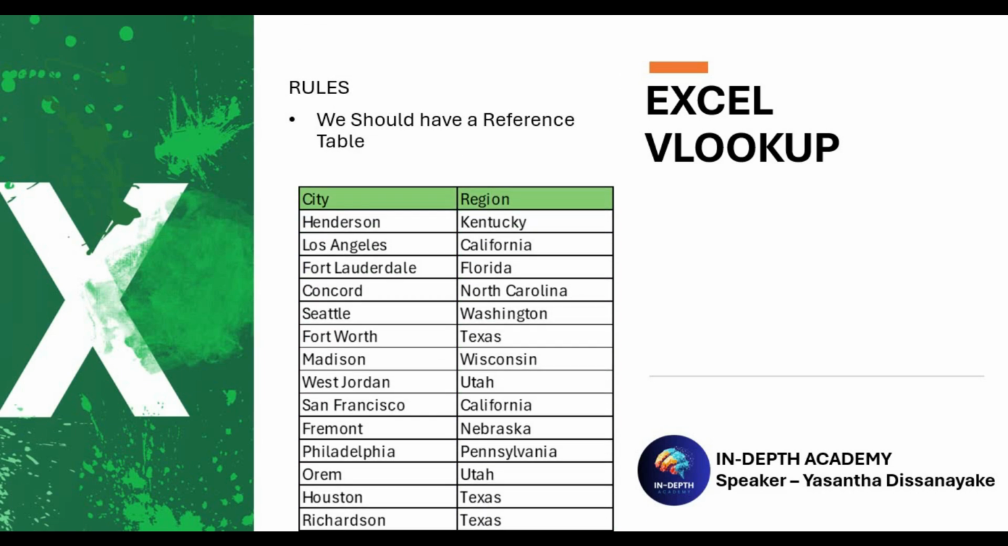As of the second rule, we should have a reference table. Of course, we should have a reference table which consists of these values, and here you have the city values in the first column and the region values in the second column.